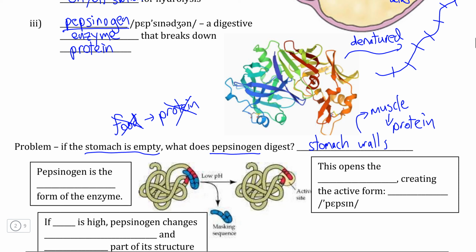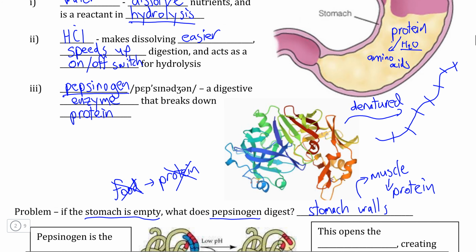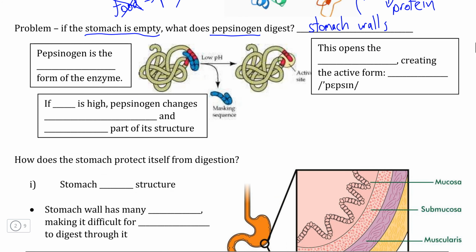This is obviously very bad, and there are a host of medical problems that occur when the stomach walls actually begin to get digested and burned from the acid as well. And as a consequence of this, pepsinogen is one of the most tightly regulated enzymes within the human body.